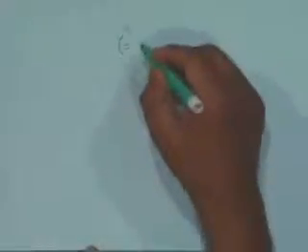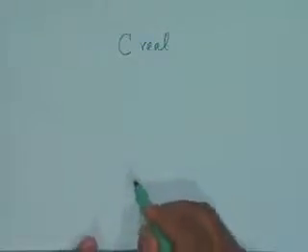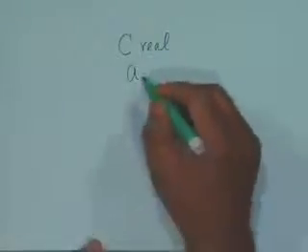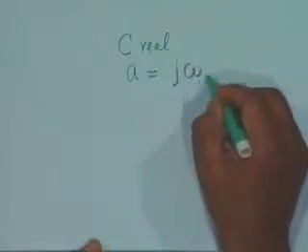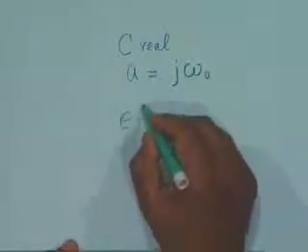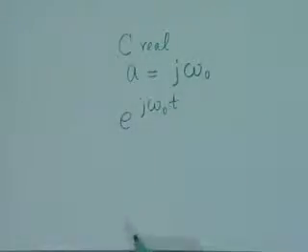So the decay of current in an RC circuit excited by a battery is an exponential signal. It decays exponentially. Now let's consider a little more complicated cases. Namely, let's say C is real and A is purely imaginary. Let's say A is equal to j omega 0. That means a signal, for example, could be e to the power j omega 0 t. This is an exponential signal.